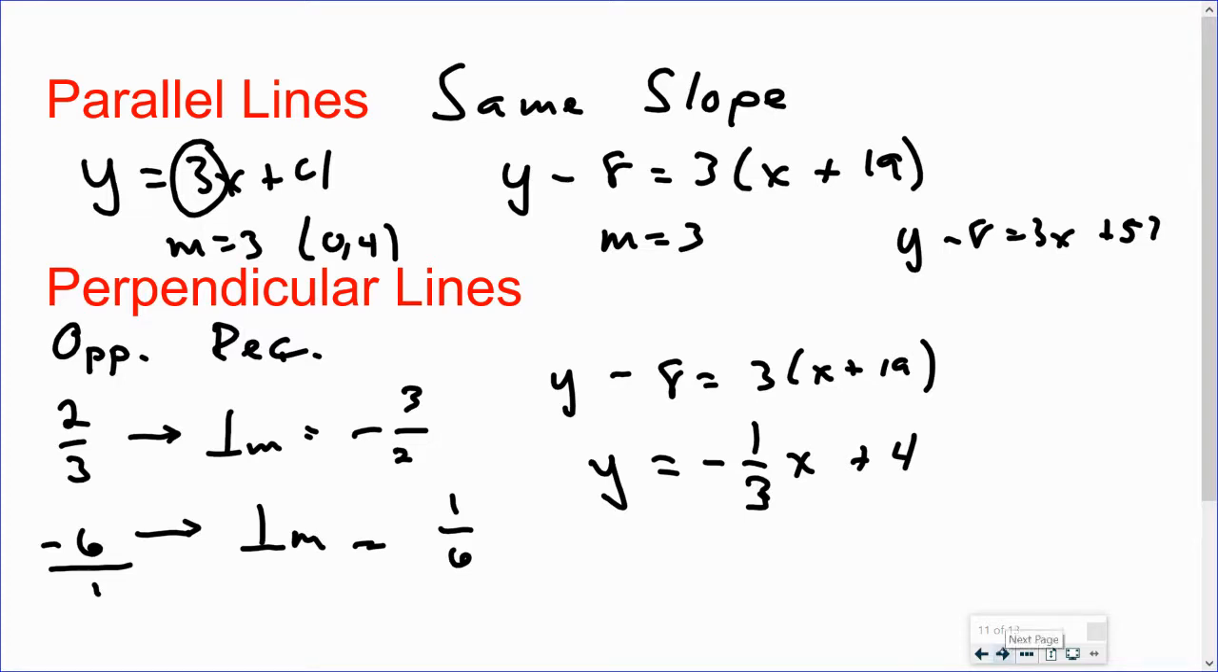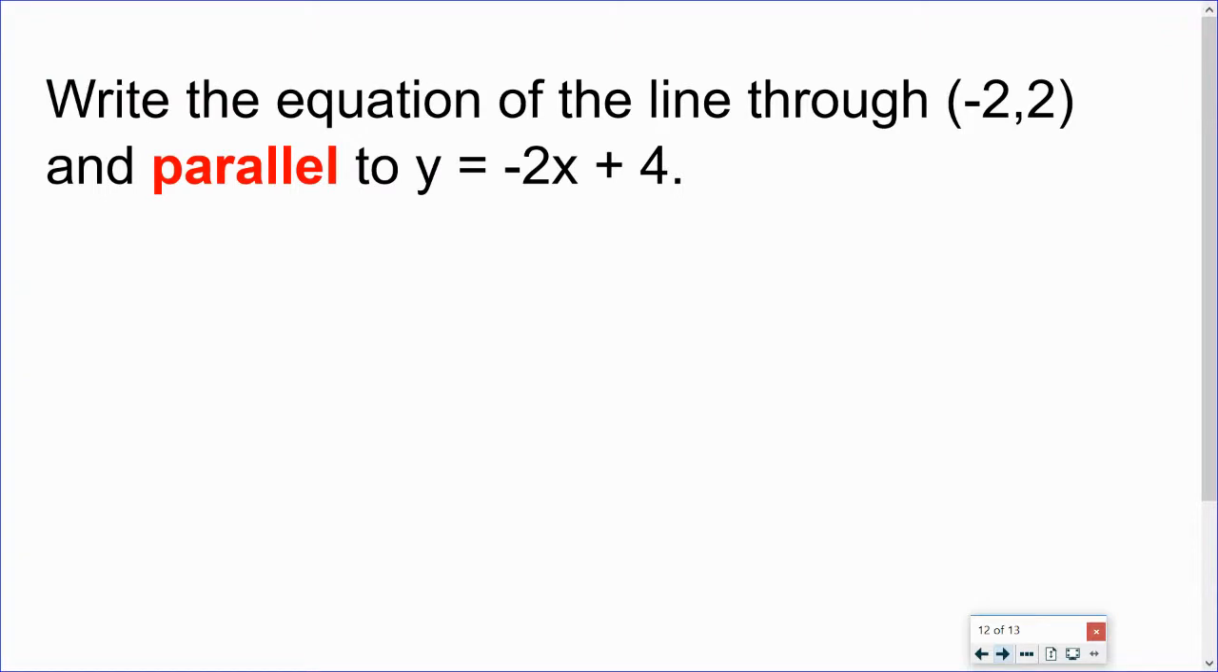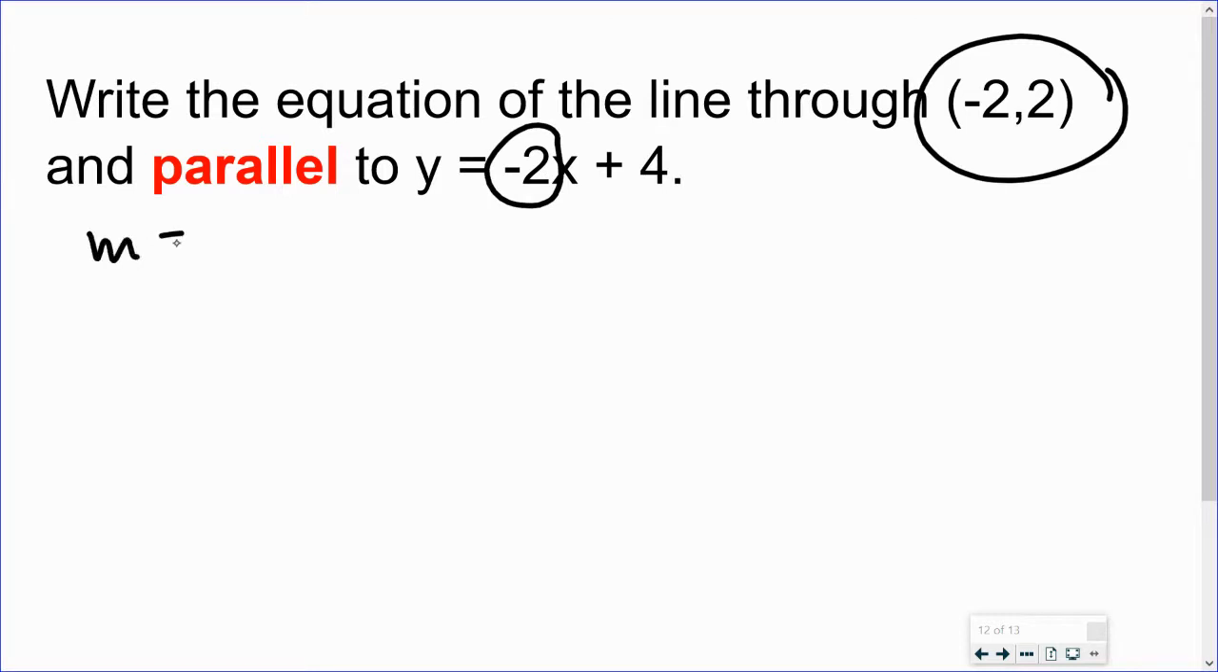All right, now your next thing: write the equation of a line that goes through this point and is parallel to this. Well, right away here, I have a point. So I'm thinking maybe point-slope form. And I have a slope. So the slope of this line is -2. And it needs to go through -2, 2. And see, it asks for an equation. It doesn't specify how. So you know what? I'm just going to do this one in point-slope form.